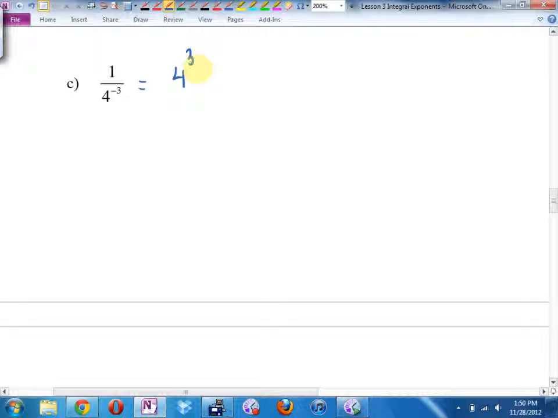Why is it 4 to the third? Because a negative exponent acts like an elevator. Except 4 to the third, Greg, I think is small enough that I can evaluate that too. What is 4 to the third? Positive 64.